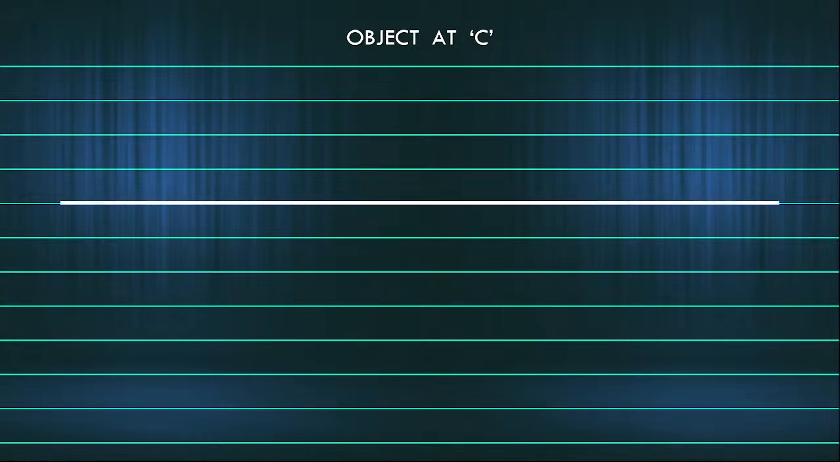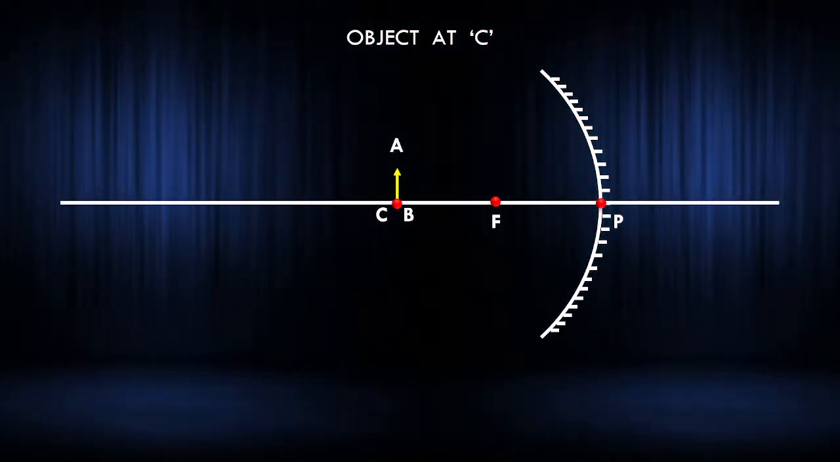Okay, next. What will happen if I keep the object on the center of curvature? This is the concave mirror, pole, focus, center of curvature. Now I am going to keep the object on what?